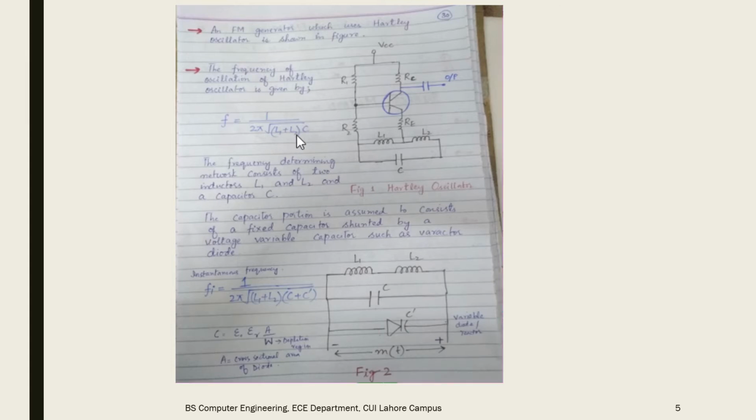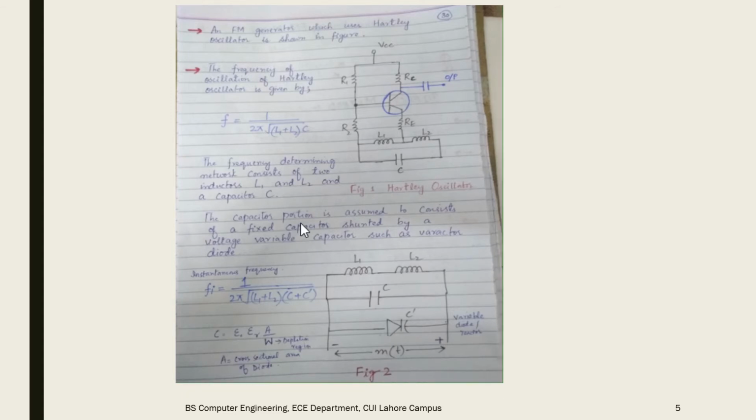These L1 and L2 are the inductances. Here we have inductor 1 and inductor 2, and then in parallel we have a capacitor, and this is basically the symbol for the varactor diode. So this circuit is used to determine the frequency of the network. The total capacitance of this circuit is based on this C and the varactor capacitance.